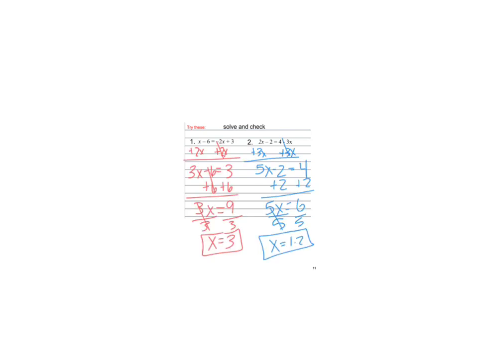Okay, so go ahead and try these. Pause the video, try them on your own, and then see if your answers match mine. All right, so hopefully you got these answers here, x equals 3 and x equals either 6/5 or 1.2. Again, whichever form is fine with us. Okay, so go ahead and try the Delta Math, and hopefully it's not so bad.